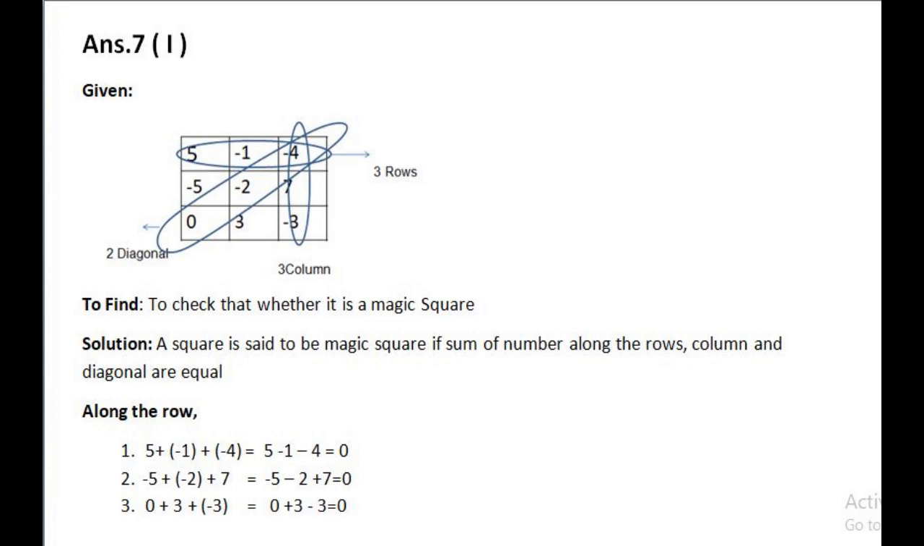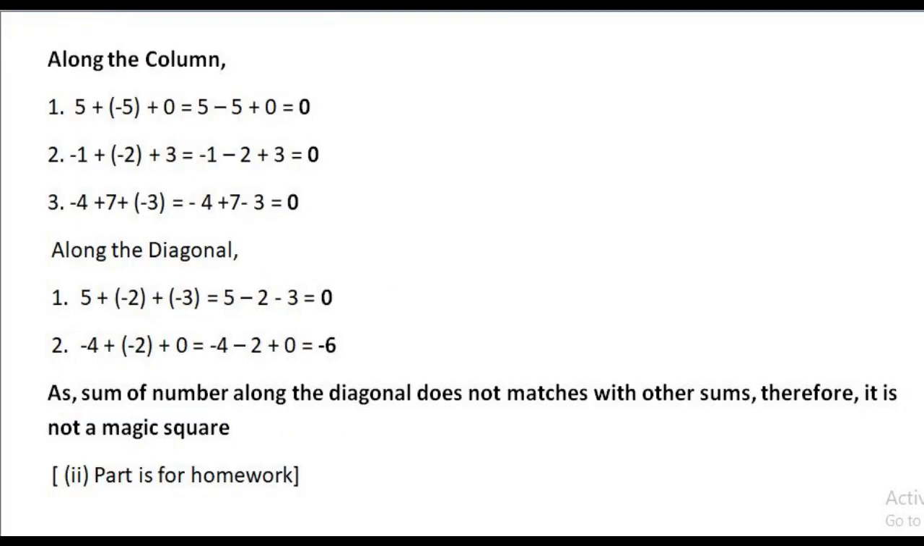Now we will check the numbers given vertically, the columns. Along the first column you can see 5 plus minus 5 plus 0. So its answer is 0. In the second column we can see minus 1 plus minus 2 plus 3. So minus 1 minus 2 plus 3 is equal to 0. When we add the numbers in the third column, the answer is 0. Here also we have got 0.